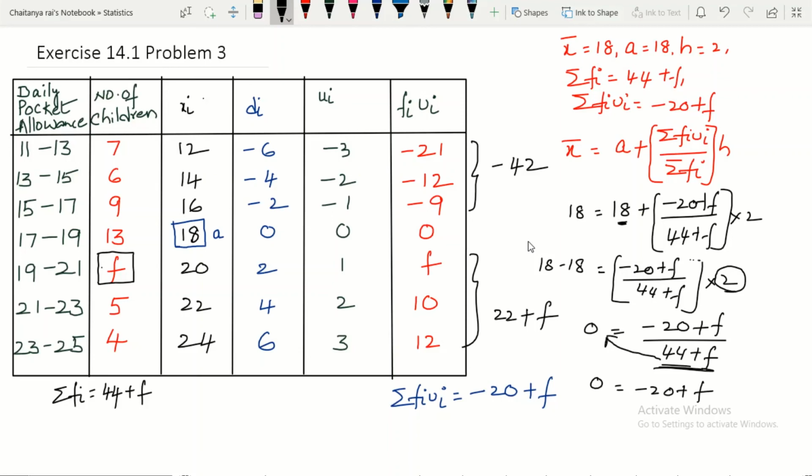And finally, we have to find the value of f here. So I transpose this minus 20 to the left side, and my answer will be that the frequency equals 20. This is the final answer, the value of the missing frequency here. f equals 20. I hope you understand this one. If you have any doubts, you can comment them, and thanks for watching.